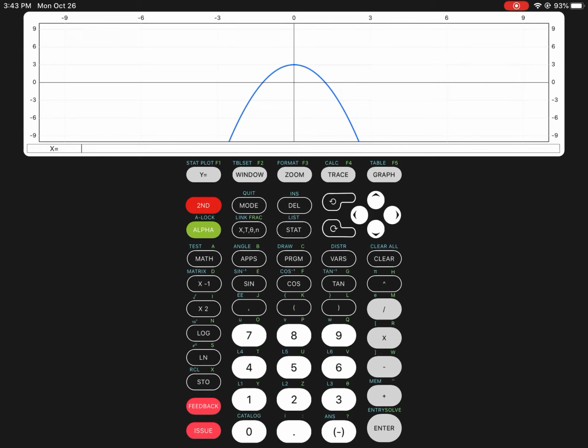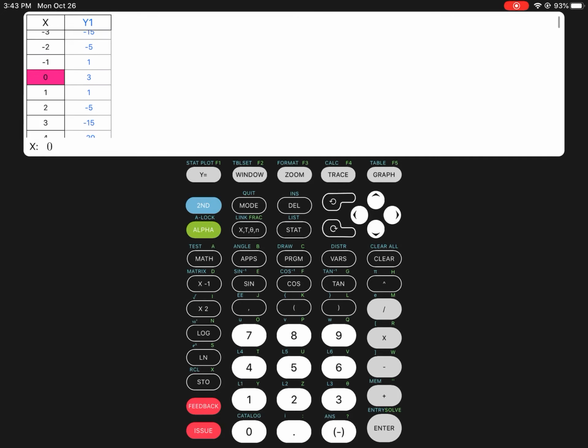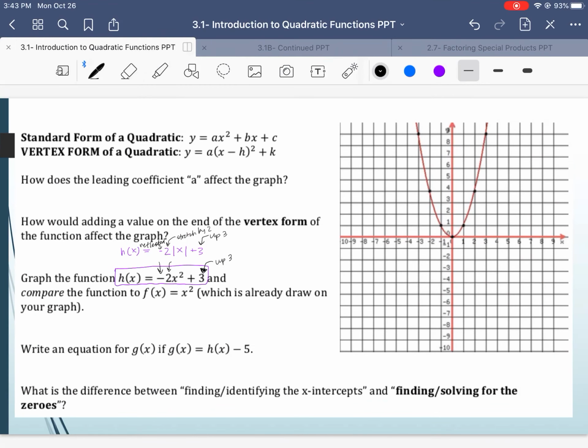If I want to plot some of the points, I would go second graph. That takes me to this table. And I could plot these points that fit on the table on the graph. So -2, -5 would be 1 point. -1, 1. 0, 3, 1, 1. So we can just plot those on our graph over here. So -2, -5 fits on the graph. -1, 1. 0, 3, these are all from that table. 1, 1, and 2, -5. And the rest of them kind of go off the graph, so that's as many as I'm going to do.